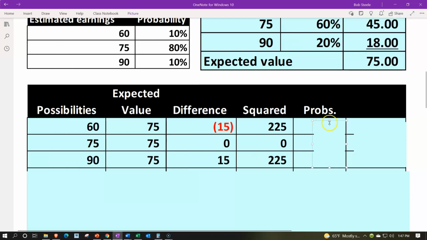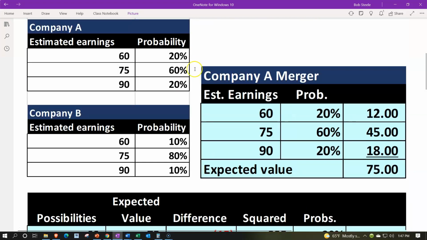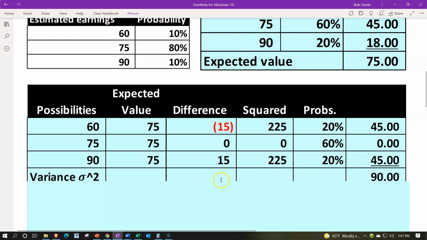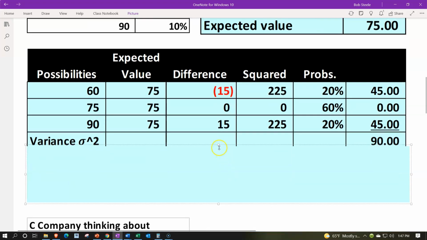Then we've got the probabilities we're going to pull over, which is going to be the probabilities, once again, of the 20, 60, 20 up top. So the 225 times the 20% is going to give us the 45. The 0 times the 60% will give us 0. And the 225 times the 20% will once again give us the 45. Adding up the outer column, 45 and 45, gives us the variance of 90. And that's including the squared numbers, though.